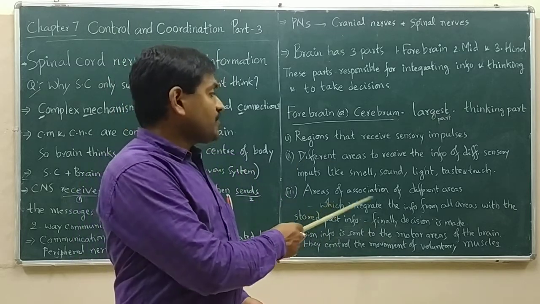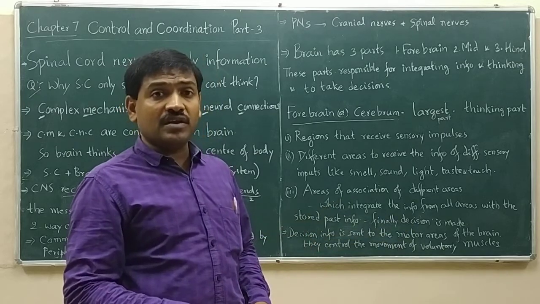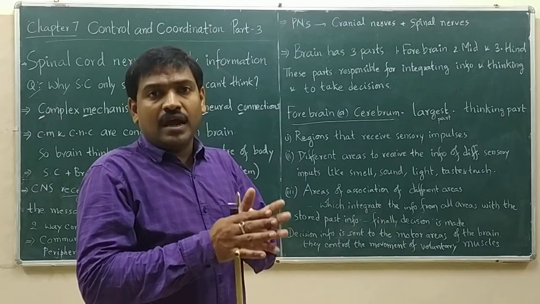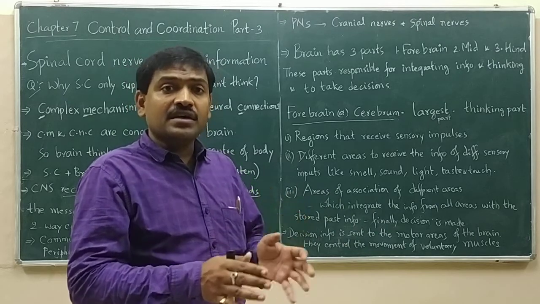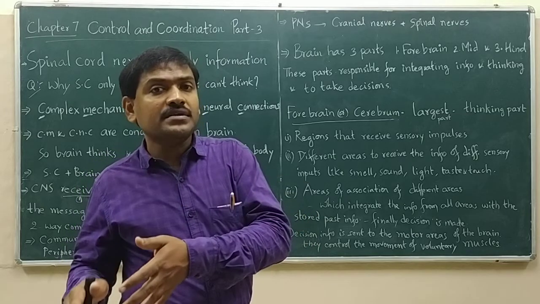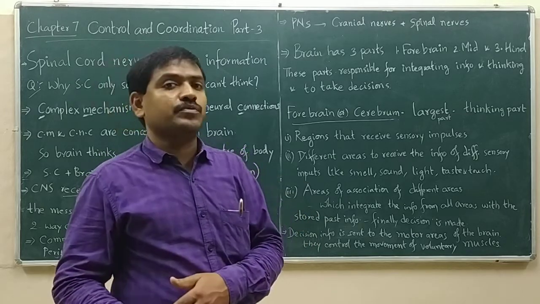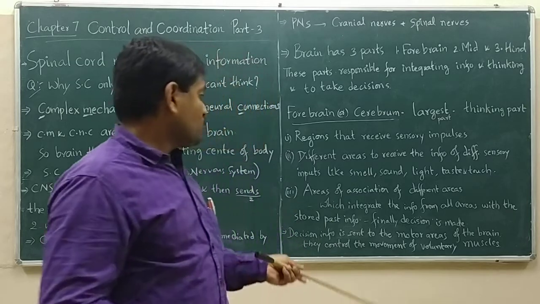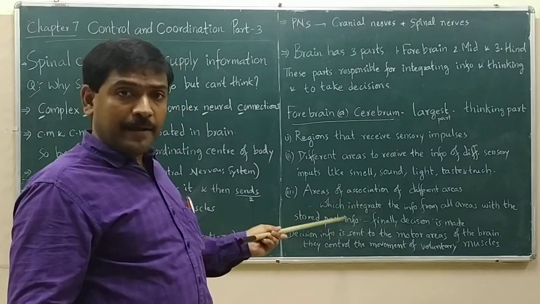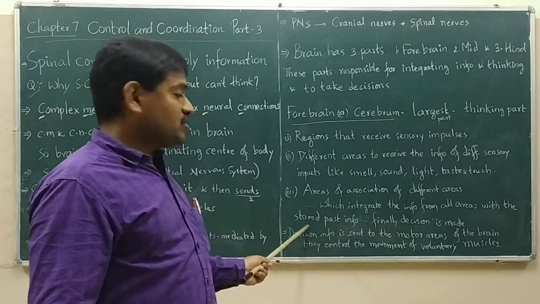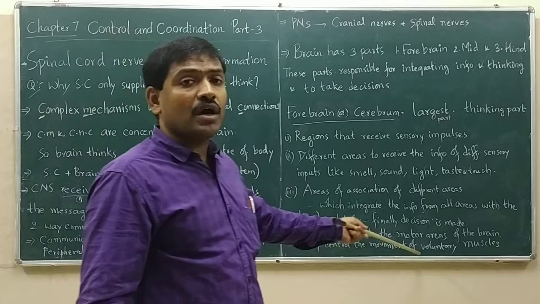So the areas of association integrate the information between the different sensory inputs, right? And they integrate the present information of the sensory inputs with the past information of the sensory input, which is stored already in the brain. With all this integration, finally a decision is made, right? A decision is made, and this decision is sent to the motor areas.